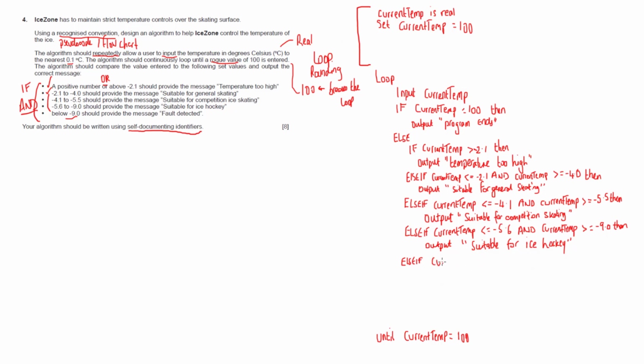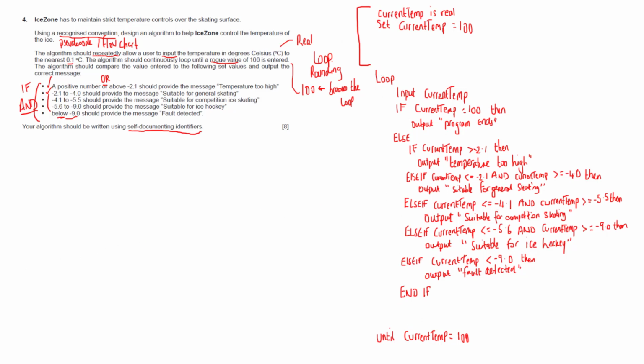Else if the current temperature, current temp, is below, so it's minus, below or less than minus 9.0, because it says below negative 9.0. Then what we're going to do is output fault detected. Then we end the if statement altogether. We've got our loop condition. Start off at the top, and that looks pretty good to me.